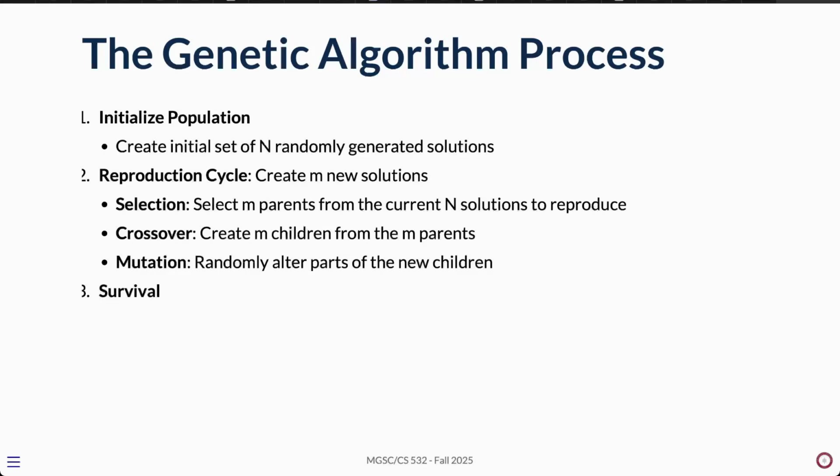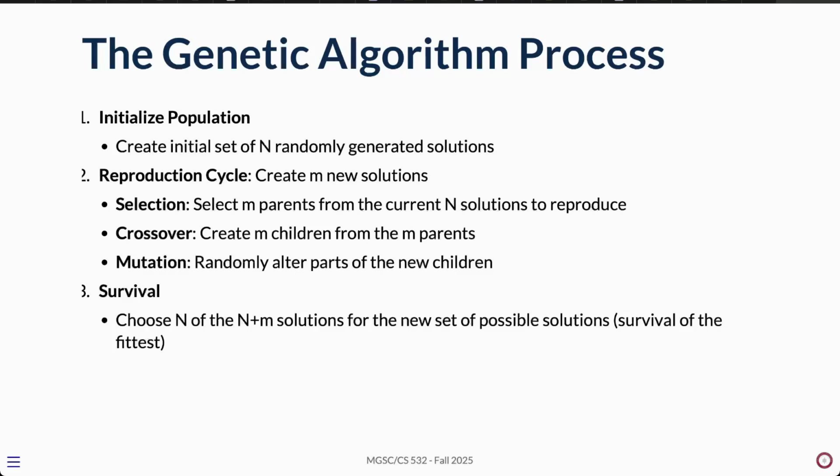All right, now we have the survival step. We have n original solutions plus m new children, so that gives us n plus m total solutions. We can only choose n number of individuals to survive to the next generation. So this is really survival of the fittest. We're keeping the best solutions and eliminating the weaker ones.